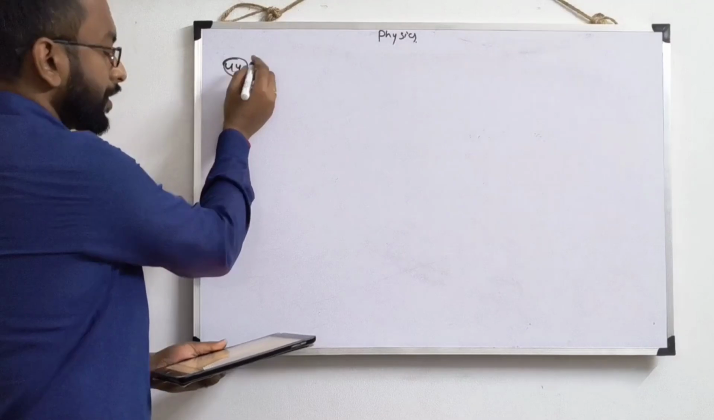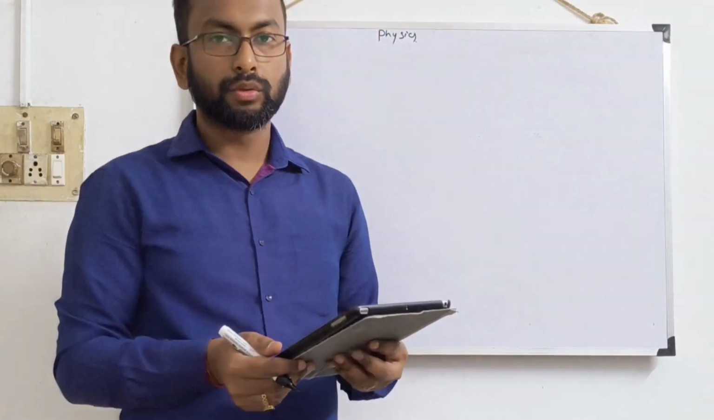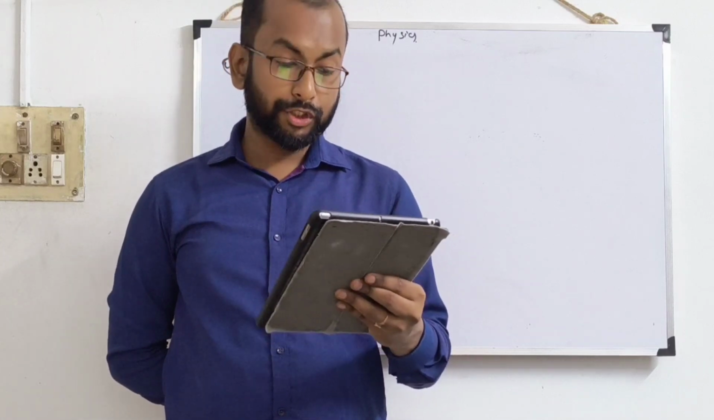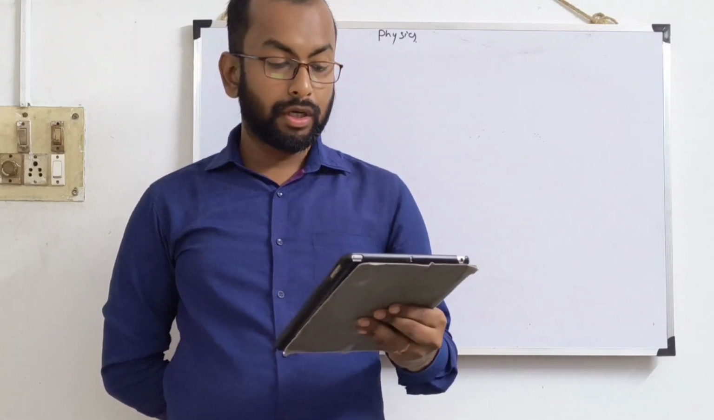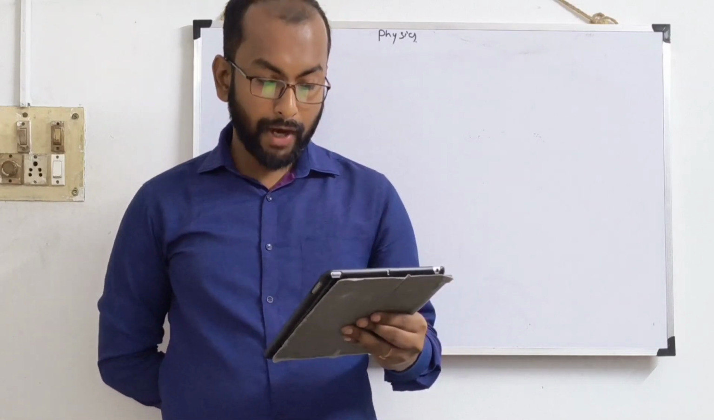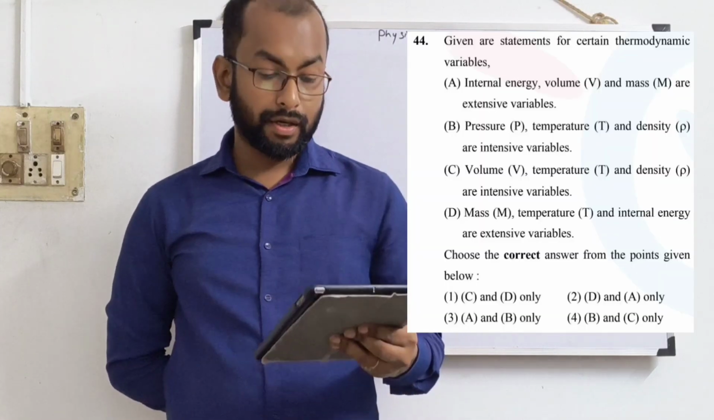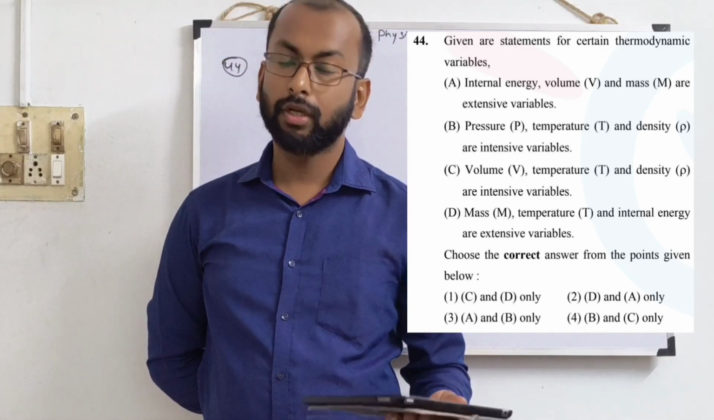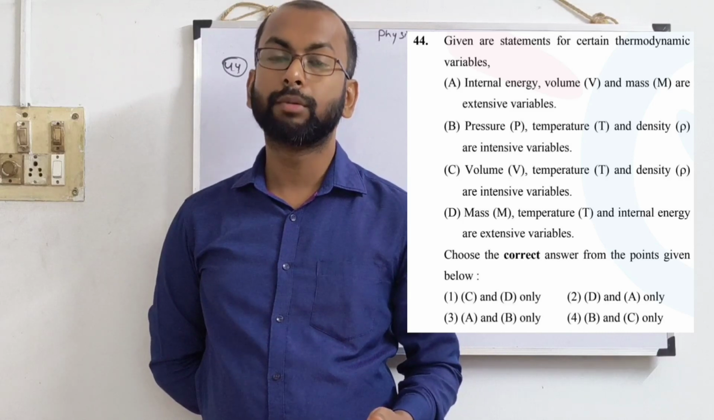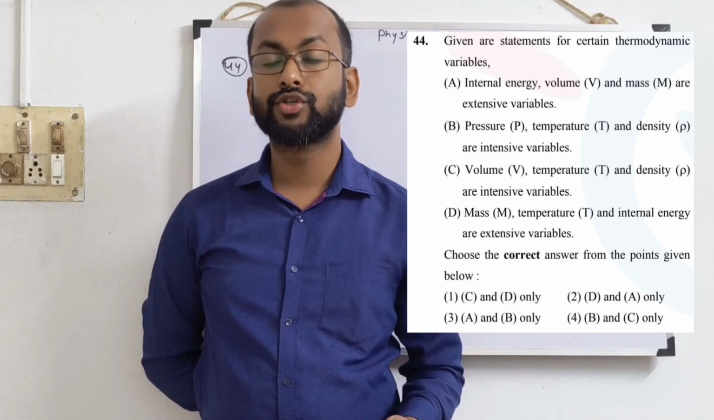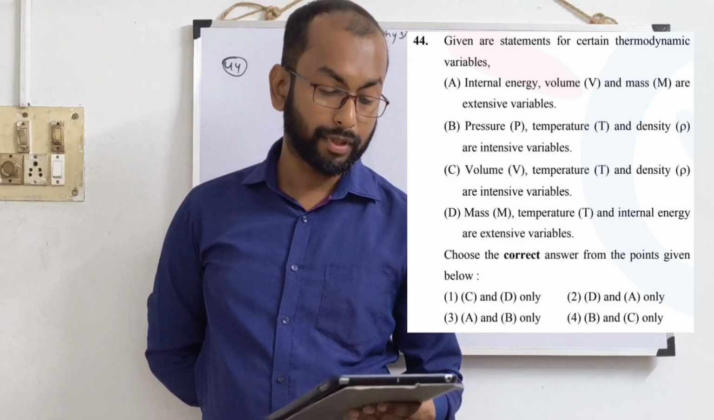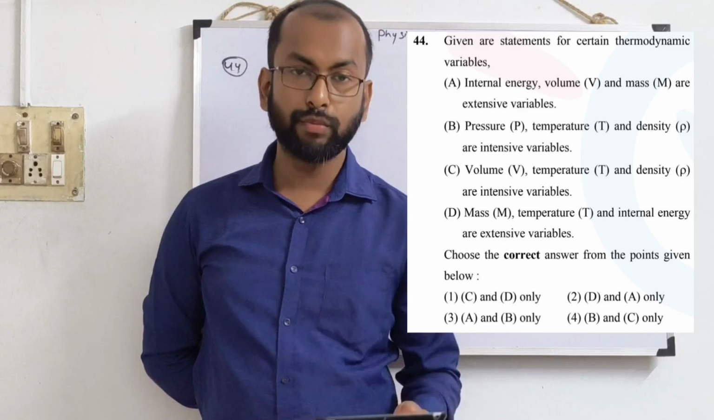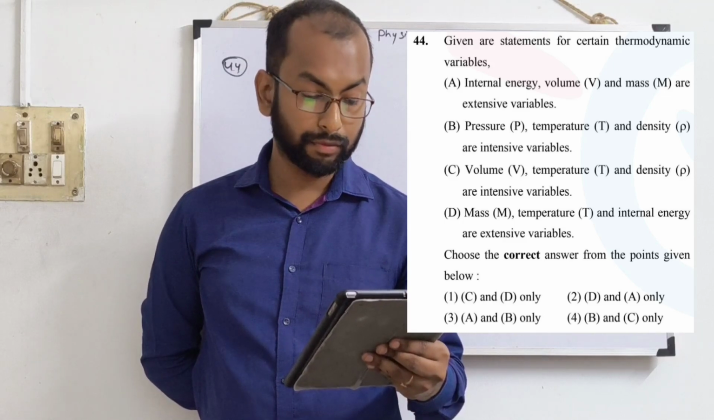Question number 44, that is a very basic question from thermodynamics. So we'll discuss. Given are the statements for certain thermodynamic variables. A, internal energy, volume and mass are extensive variable, and let me tell you what the extensive variable means. That will depend upon the mass. The property that depends upon the mass, that is called extensive property, and the properties which do not depend upon the mass, that is intensive property. So internal energy, volume and mass, they are extensive variable. Okay, that is true because they depend upon the mass.